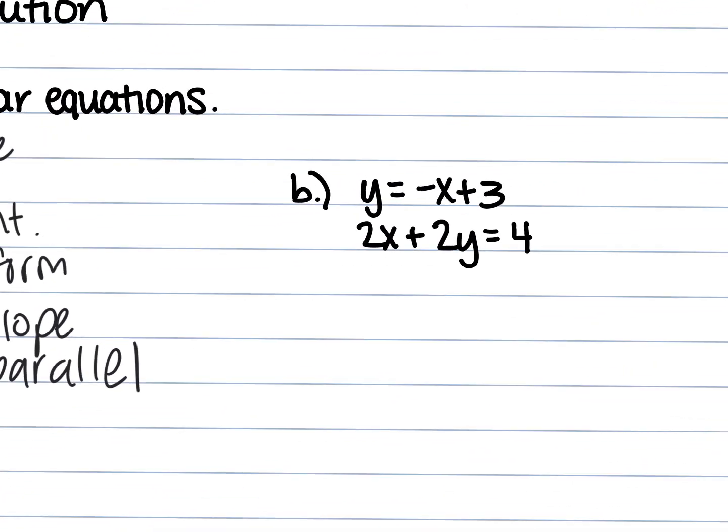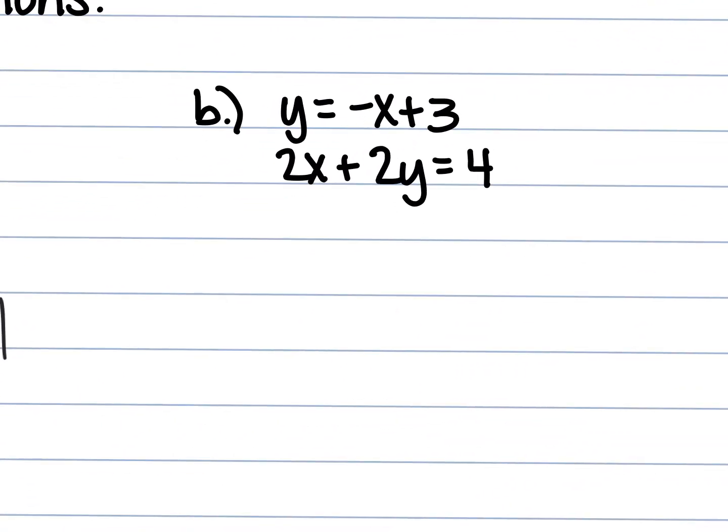Number 2, or B, excuse me. All right. One of the equations is in slope-intercept form, the top one. What form is the second equation in? Standard form. Okay. So, what do you guys want to do? We can use any method we want to solve this.